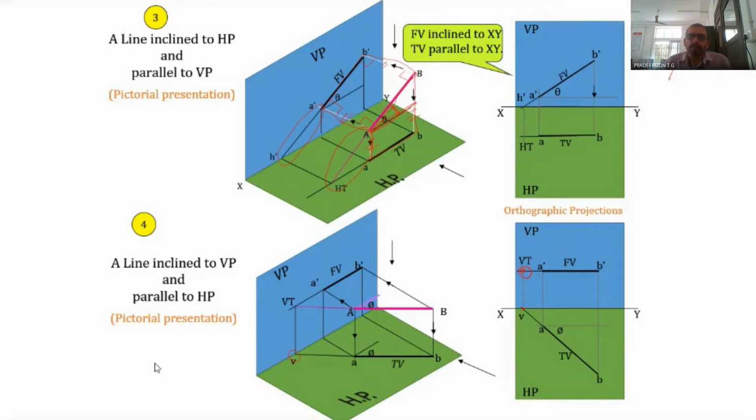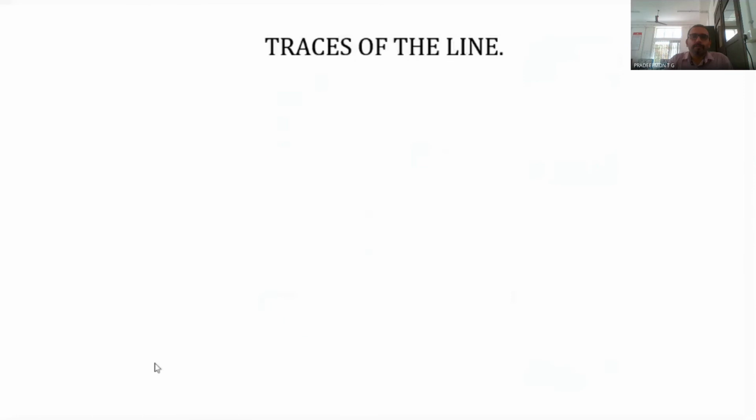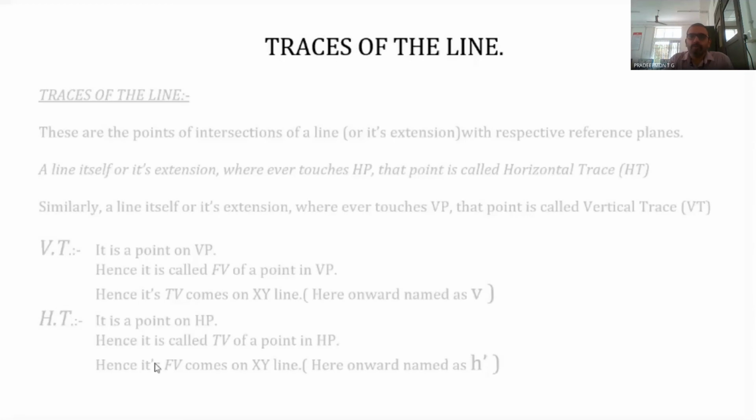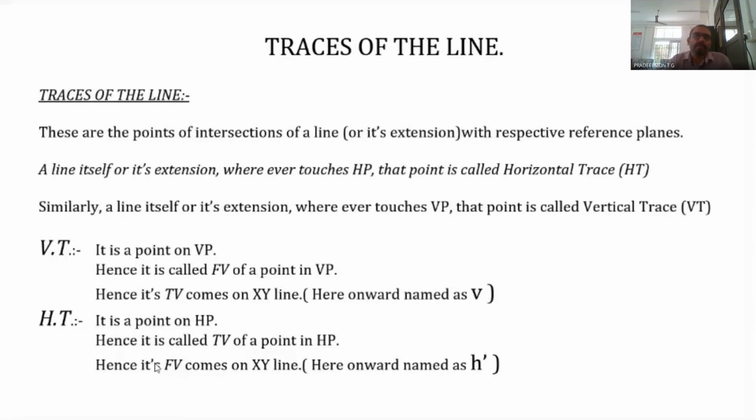And you might be remembering how to find out the H dash as well as HT, and how to find out the point v as well as VT. Now, coming to the traces of a line, we have already seen how to find them. The traces of a line are the points of intersection of a line with respect to the reference planes. In some cases the line itself intersects the reference plane. In that case we don't have to extend it, otherwise you have to extend it.